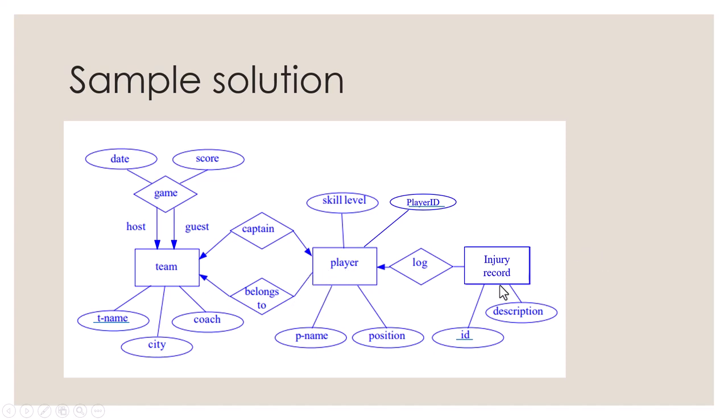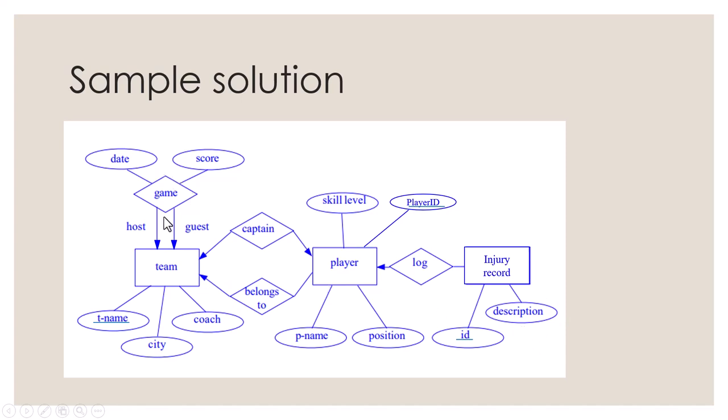And then here we have the injury record. Each injury record has to do with exactly one player, because even if two players were involved in the same accident, they are going to have different injuries, right? So that's why we have the arrow going into player. Each injury record has to do with one player, but a player can have many different injuries. And we have the injury ID and the description of the injury.